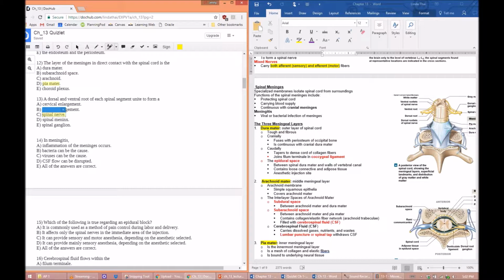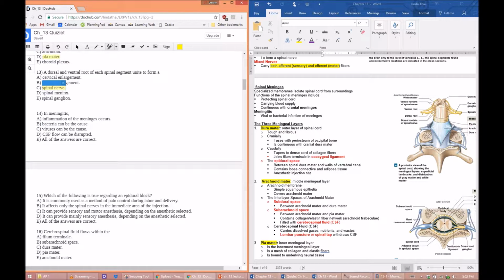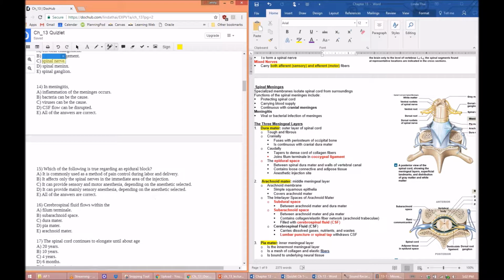In meningitis, inflammation of the meninges occurs. That's true. Bacteria can be the cause. That's true. Viruses can be the cause. Yes. And CSF flow can be disrupted. Yes. All of the above is correct.